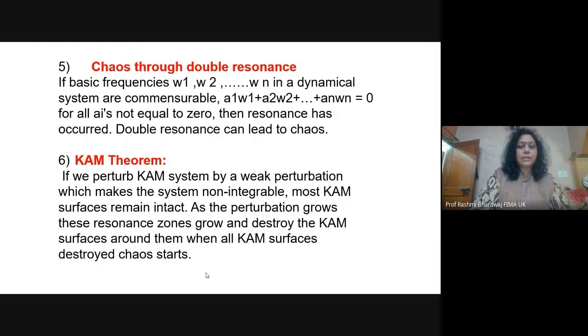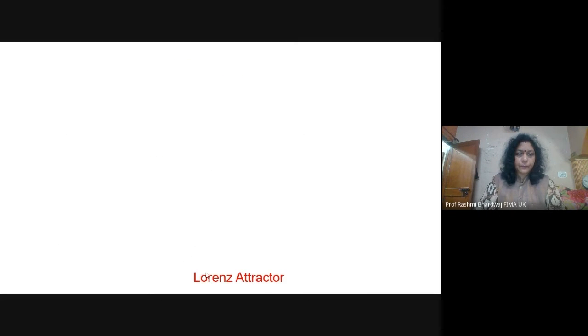Actually, what is that? If you have a perturbed pendulum system, and if you are finding their surfaces, and if these surfaces are non-integrable, then as the perturbation grows, these resonance zones grow and destroy the KAM surface around them. And when all KAM surfaces are destroyed, then the chaotic motion starts.